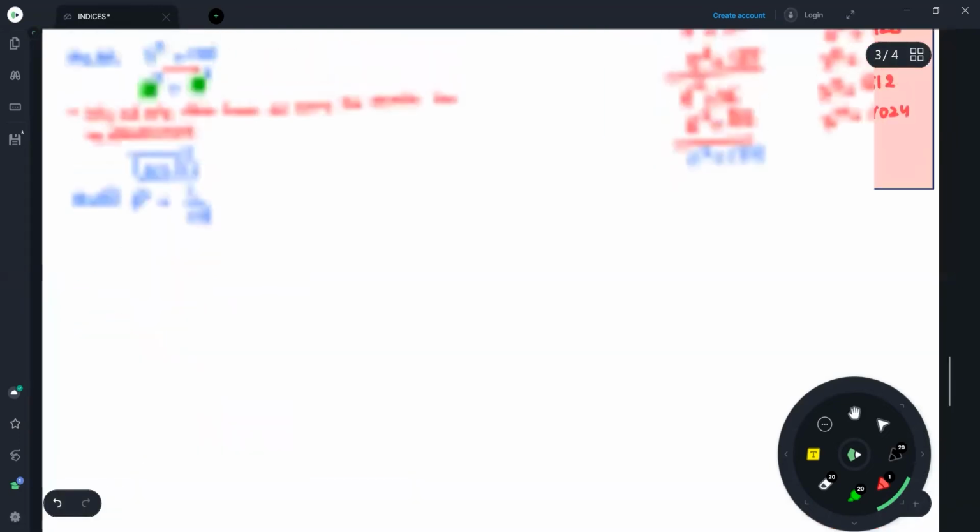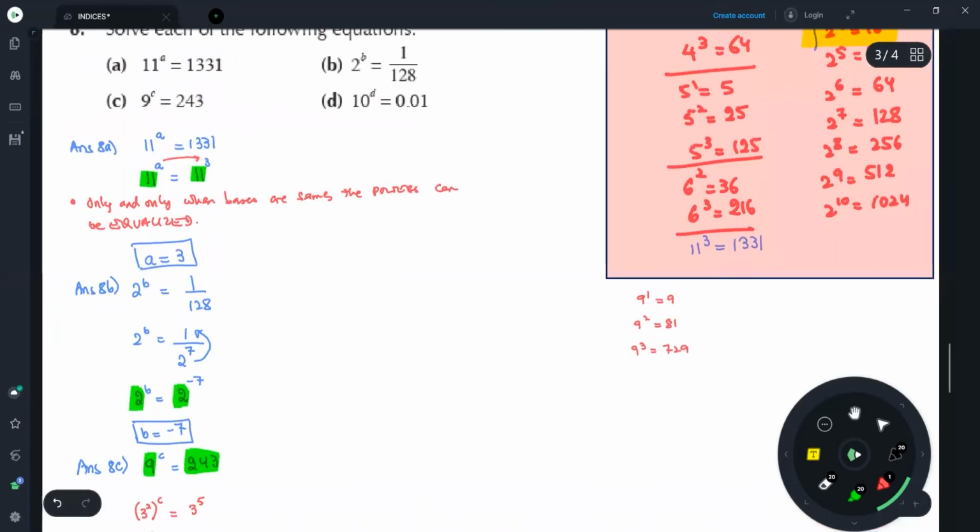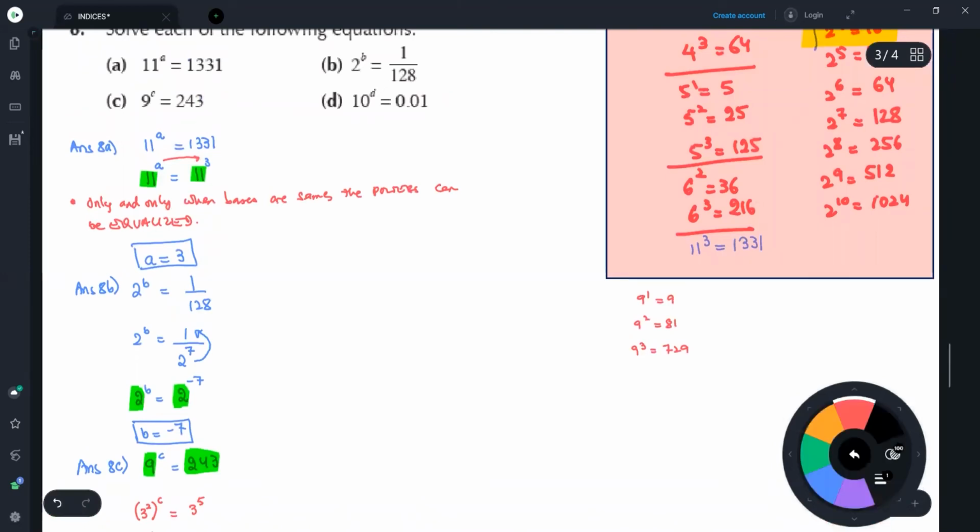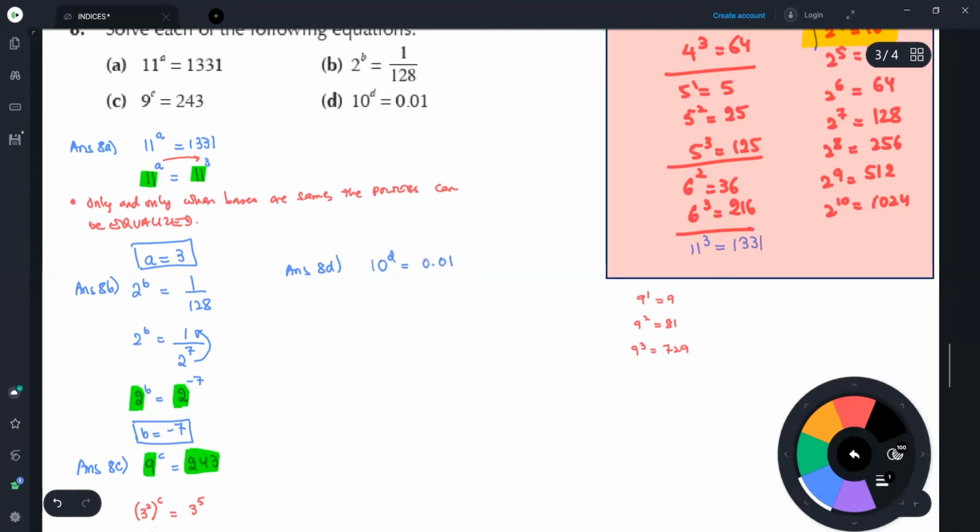Now it's 8C that we're doing, then 8D. It's going to be difficult. I'm going to help you out. Okay. Question number 8D. Answer 8D. All of you, please pay attention. It's going to be 10 to the power D equals 0.01. Now I'm going to write down something. You're going to tell me if I'm correct.